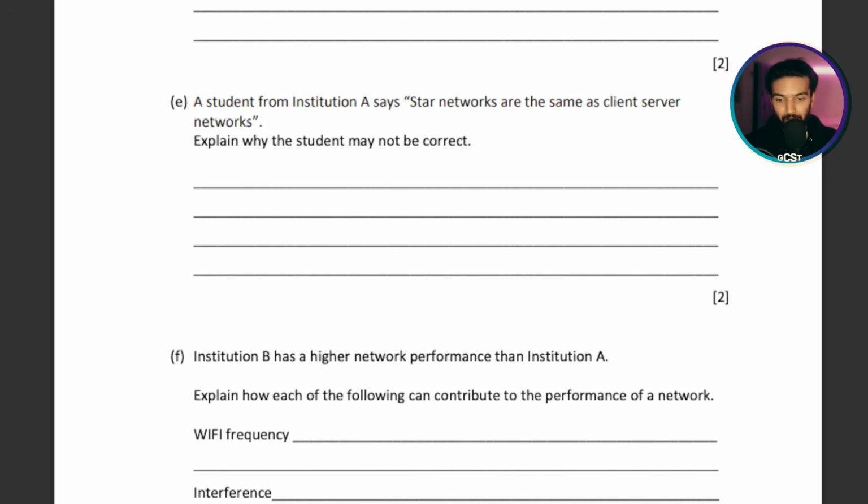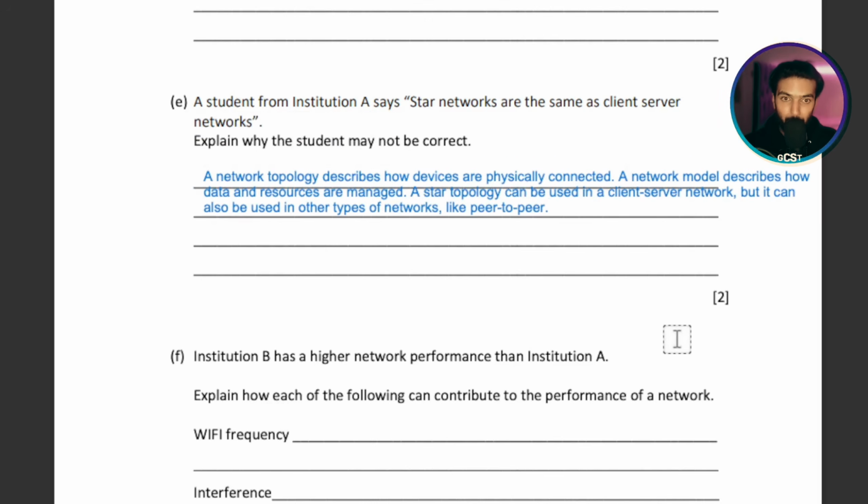So in client-server, you got the server and you got clients and they're sharing resources from the server. In star, you got the physical layout, which is you got something in the middle and you got different devices connected. So that's what we would say. A network topology describes how devices are physically connected. A model describes how data and resources are managed, not the same. So a star topology can be used in a client-server network.